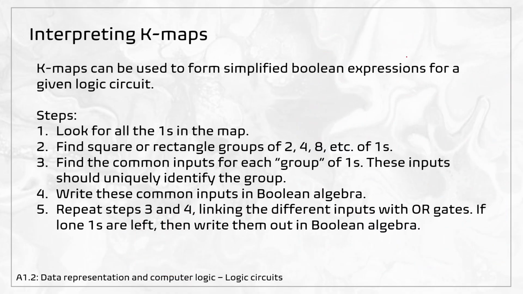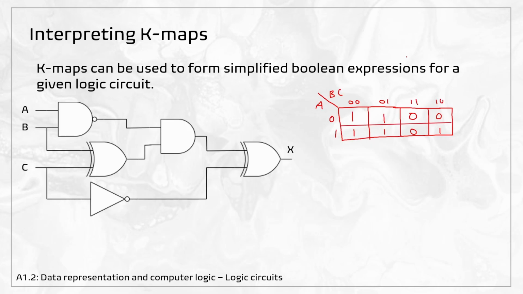The reason we use K-maps is because K-maps are useful for forming simplified Boolean expressions for logic circuits. These are the steps to doing it, and we'll walk through how to do it together. So step 1 is to look for all the ones in the map. So here we have the K-map that we drew for the 3-input logic circuit that we drew earlier. So step 1 is to look for all the ones. So that's going to be here, here, here, here, and here.